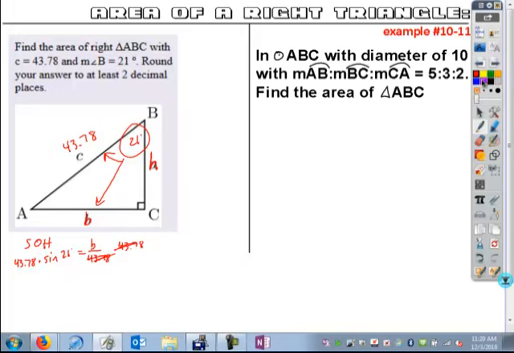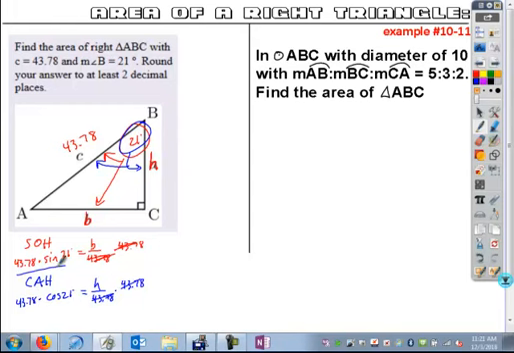I'm now going to calculate my height. Now, I'm going to use the exact same angle that was provided. With respect to this angle 21, my H value is adjacent, and my other known value is hypotenuse. So which trig ratio relates adjacent and hypotenuse? The cosine. So cosine of 21 is equal to H over 43.78. If I want to solve for H, multiply both sides by 43.78. And there's my H value.